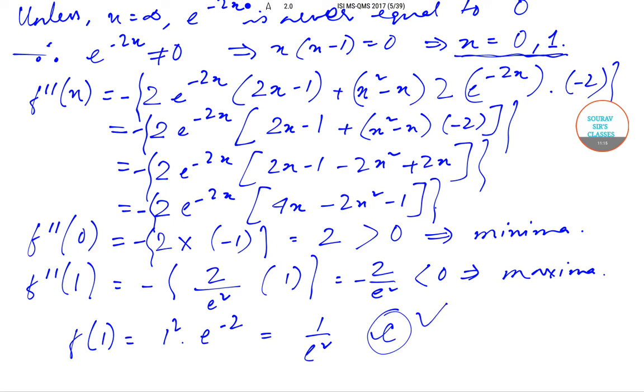So today we have solved question number 4 and 5 from the ISI MSQMS question paper of year 2017. We'll be solving the next questions in the subsequent videos.